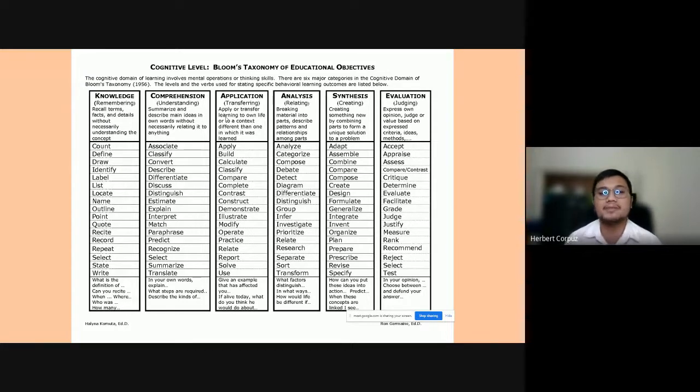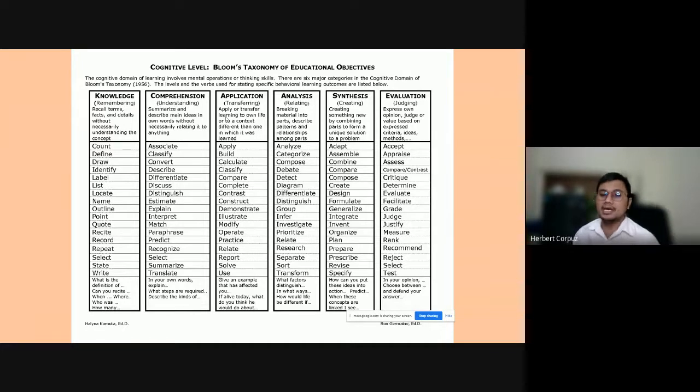Okay? So verbs under comprehension are the following. Later on, we will be discussing specific sample learning outcomes when we discuss the different levels of each of the domains of learning. For now, we'll just have to focus on the Bloom's taxonomy of cognitive domain. Okay? So we have these verbs under comprehension or understanding: associate, classify, convert, describe, differentiate, discuss, distinguish, estimate, explain, interpret, match, paraphrase, predict, recognize, select, summarize, and translate.